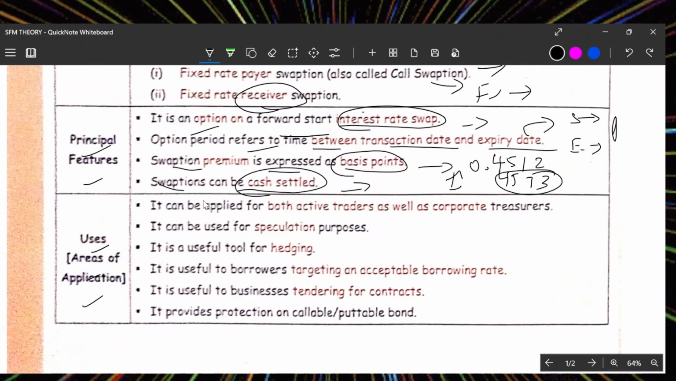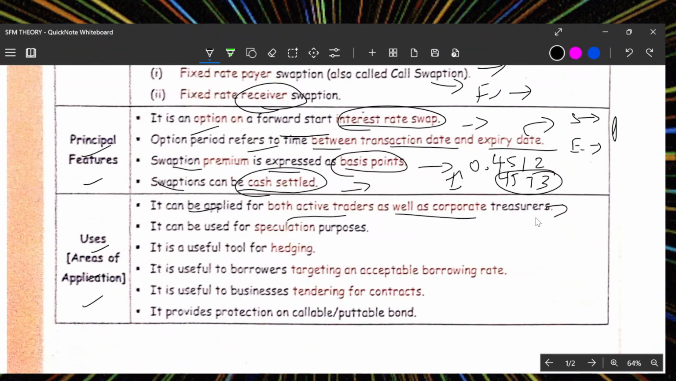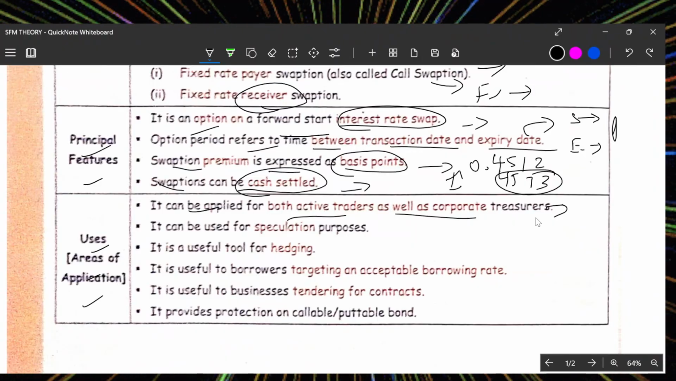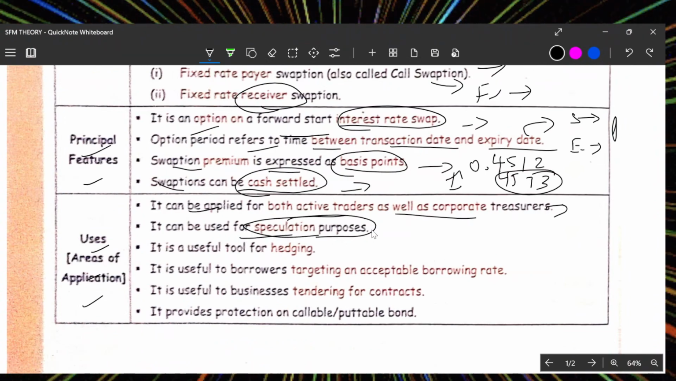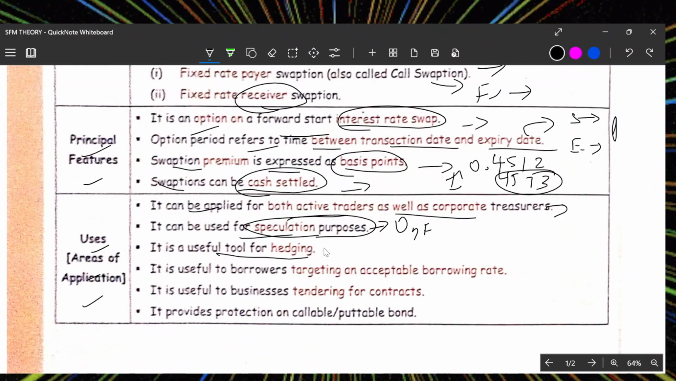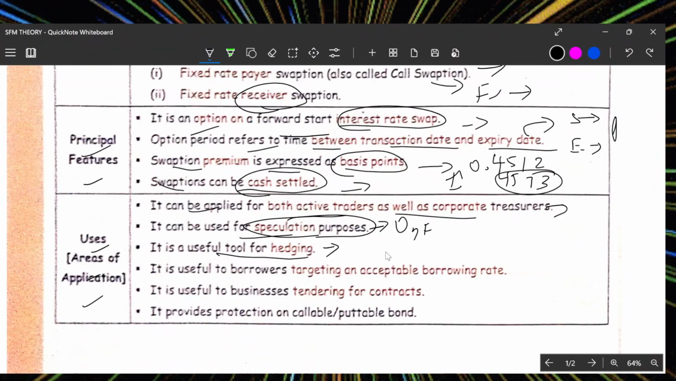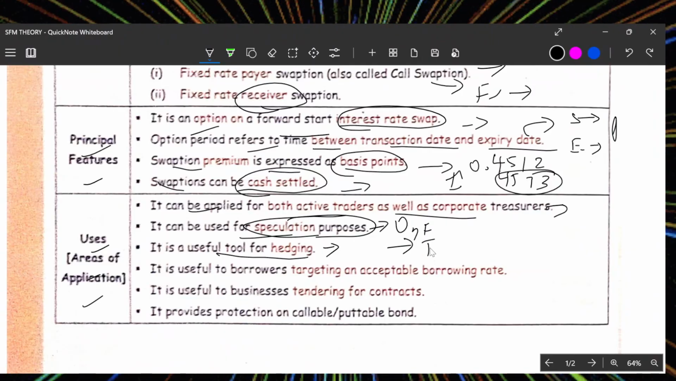Area of application: it can be applied for both active traders as well as corporate treasuries. If I have a usual business and need fixed or floating interest rates, very good. So corporates will also use it. It can be used for speculative purposes, trading, options and futures. It is useful too for hedging. What is hedging? We have discussed it already. I want to transfer my risk or reduce my risk. I take it somewhere else.